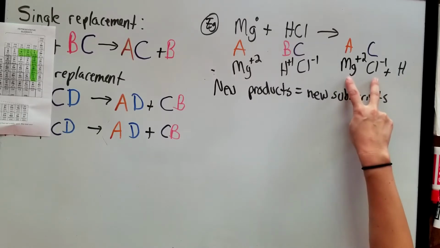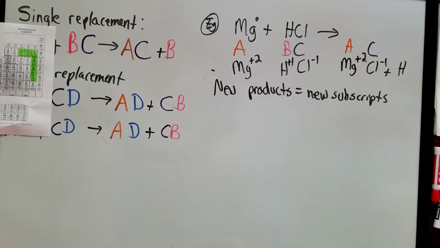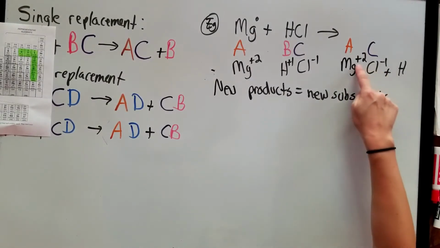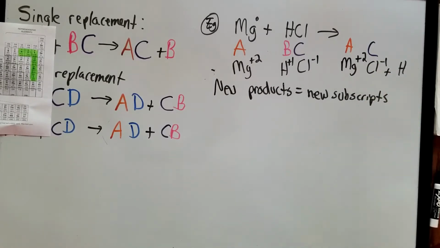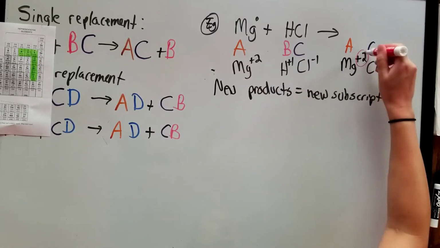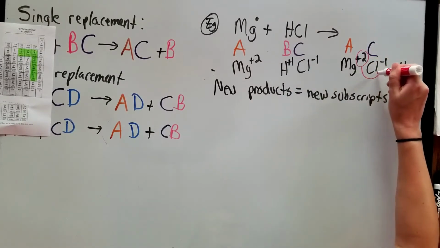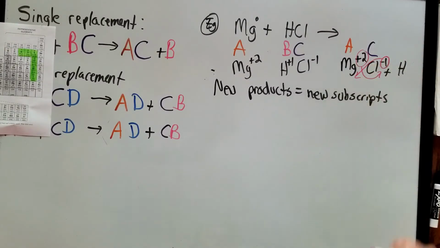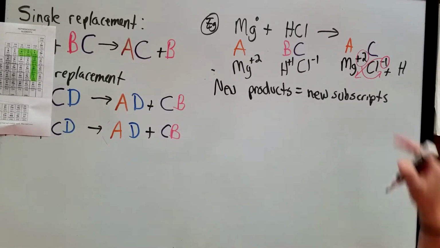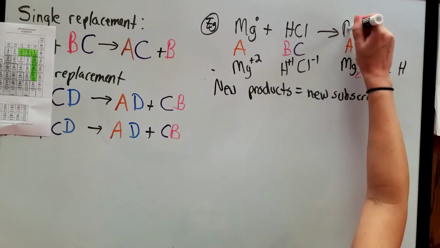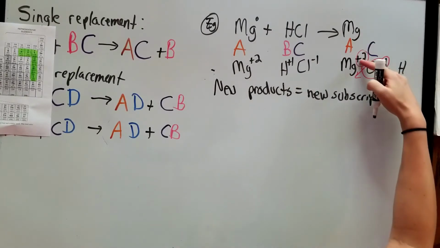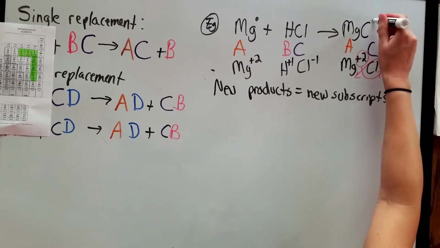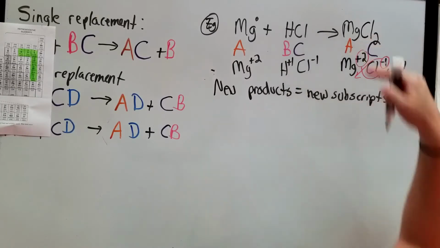Okay, so we need to figure out what the subscripts are going to be. And we did this in chapter 3, right? We used the charges, that crisscross method, to figure out what this compound would look like. So we took the 2 and made it a subscript on the opposite element. This 1 is going to make a subscript on magnesium. So what the product is going to look like is it's going to say that we need 1 magnesium and 2 chlorines. So MgCl2. So that is one product.